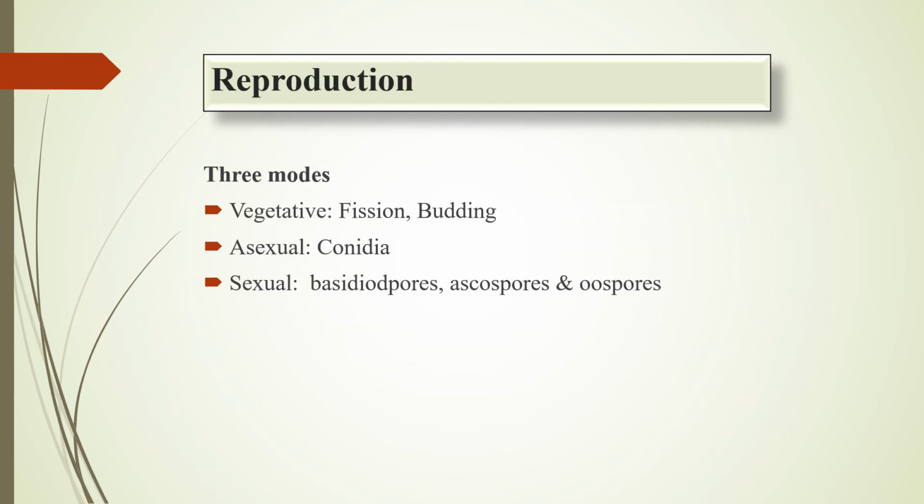Reproduction. Three types of reproduction take place in fungi: vegetative, which is known as fission or budding; asexual, with the help of conidia; or sexual, with the help of basidiospores, ascospores, and oospores.